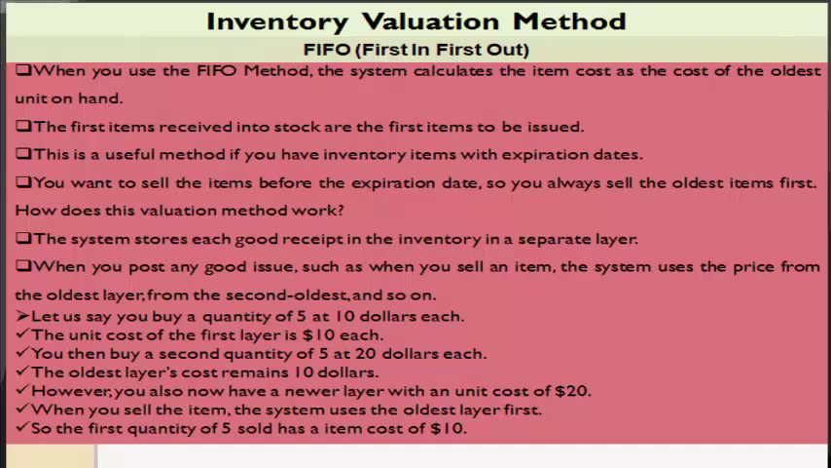Again, to end FIFO, let us see an example. Let us say that you buy a quantity of 5 at $10 each. The unit cost of the first layer is $10. Then you buy a second quantity of 5 at $20 each. The oldest layer cost remains $10. However, you also now have a newer layer with a unit cost of $20. When you sell the item, the system uses the oldest layer first. So the first quantity of 5 sold has an item cost of $10.